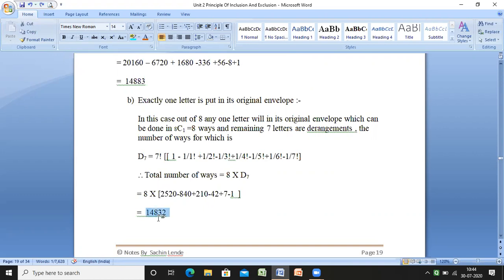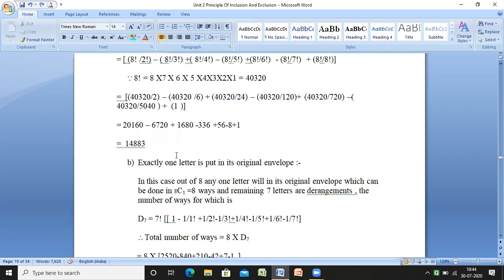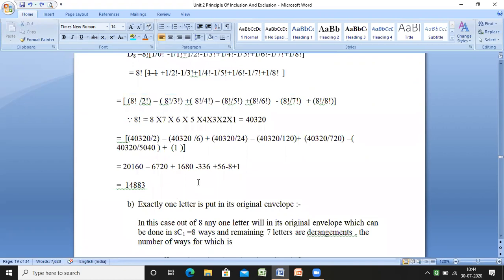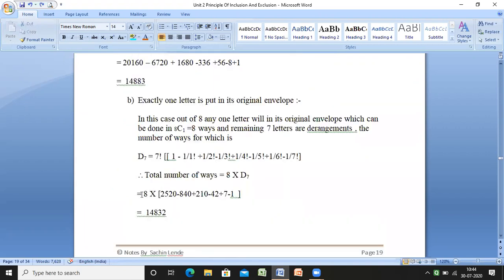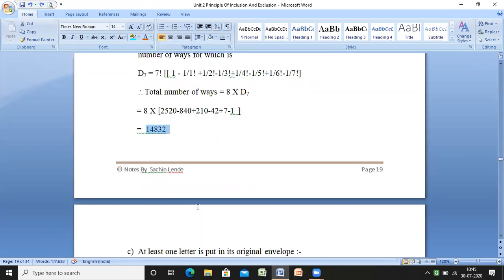1,432. Look at it this way. Look at the output over here with D8. We get 14,883, and with the multiplication of 8 and D7 we get 14,832. So when I put exactly one letter in its original envelope, the number of ways I get is 14,832.